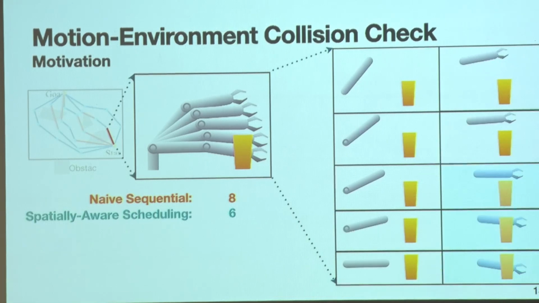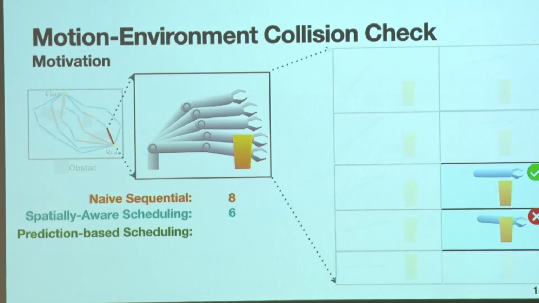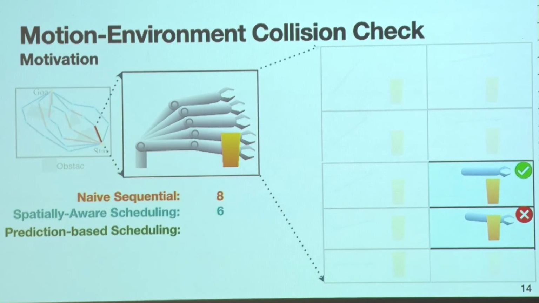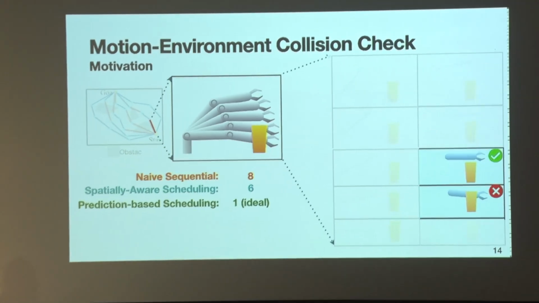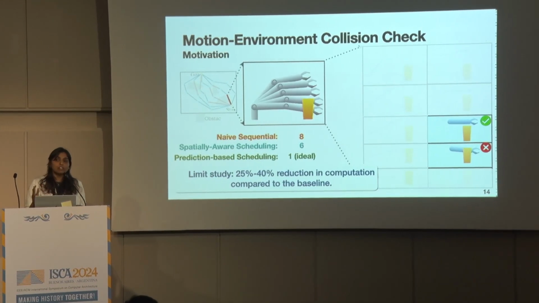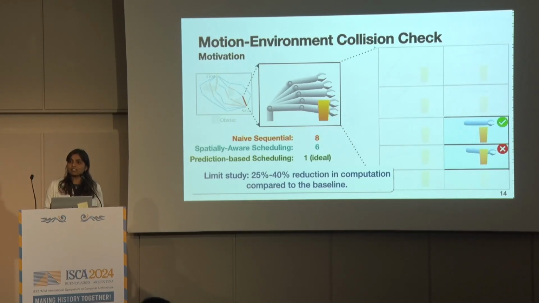However, if we have a predictor which can predict which of these queries are more likely to be in collision, then we can prioritize the execution of such queries and find a collision much earlier, if there is one. In fact, if we have a predictor with 100% precision and 100% recall, we only need to execute one query here for this motion. Our limit study using an oracle predictor shows that we can reduce collision detection computation by 25 to 40% compared to the spatially aware scheduling policy. And this motivates our work on collision prediction.